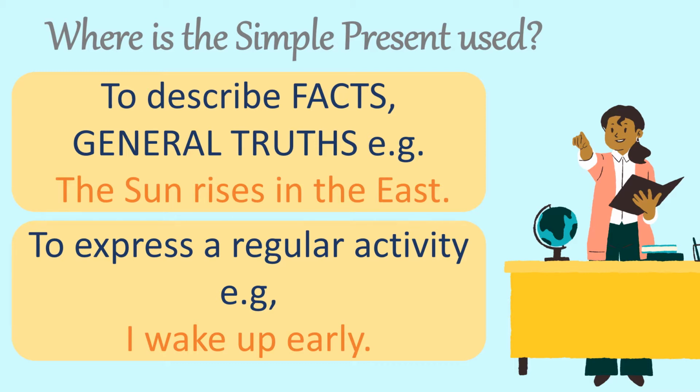The simple present tense is used to describe facts, to describe general truths, universal truths. For example, the sun sets in the west. The sun rises in the east. Now this is the simple present tense, and this is a universal truth. A universal truth or a general truth or a fact is something that does not change with time.